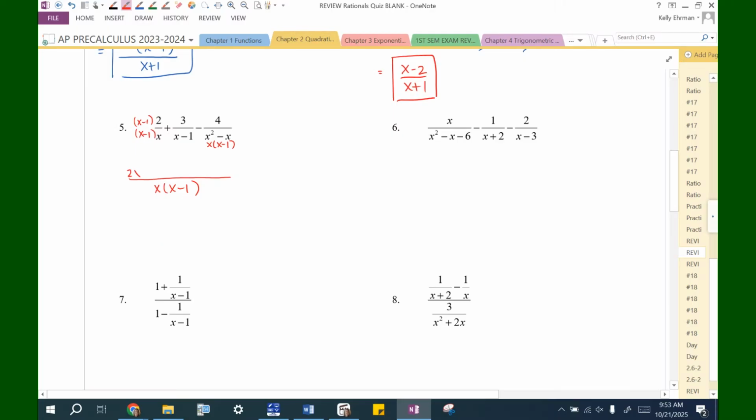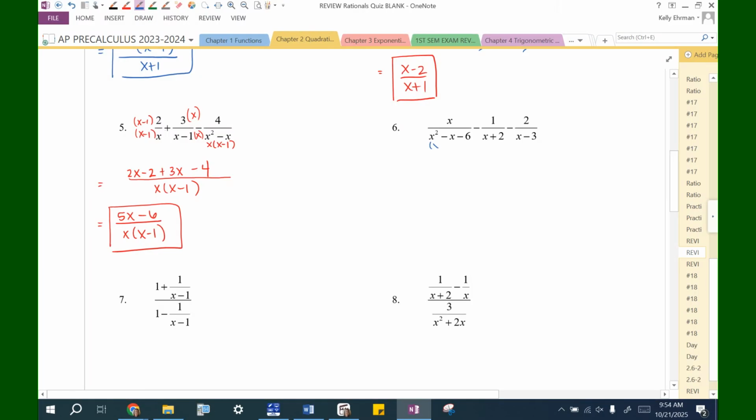That's going to be 2x minus 2. 3 gets multiplied by x, top and bottom, to get its common denominator, so plus 3x. 4 already has the common denominator, so no adjustment needed. This is minus 4, so minus 4. Right, and then this is going to be 5x minus 6 all over x times x minus 1. You can't factor the top any further, so nothing's going to cancel, and that's my final answer.